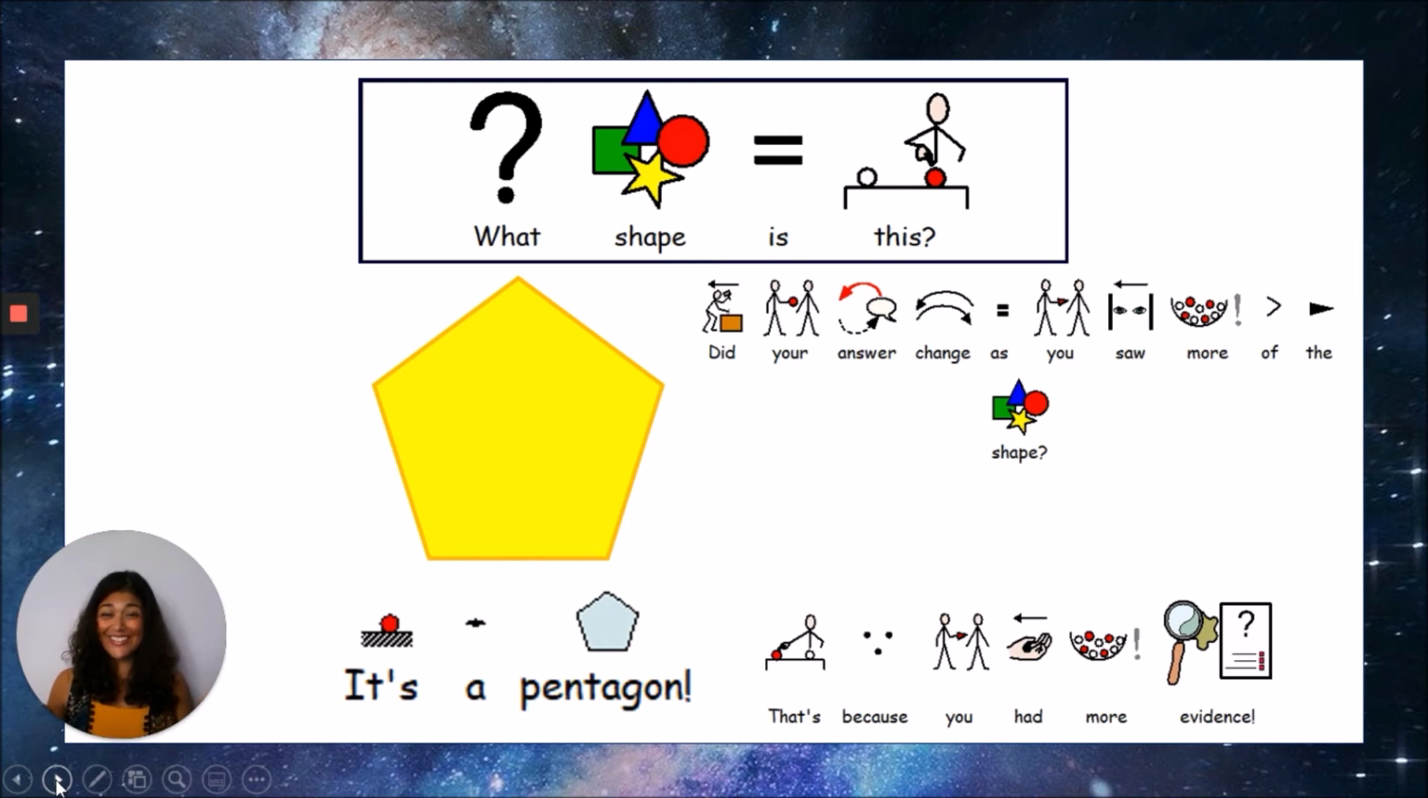It's a pentagon! Okay. So, let me ask you, did your answer change as you saw more of the shape? It did, didn't it? First we thought it was a triangle. Then we thought it could possibly be a diamond. Until we saw the whole shape and had more evidence, we didn't know that it was a pentagon. Now we know because it's got 1, 2, 3, 4, 5 sides, it must be a pentagon.